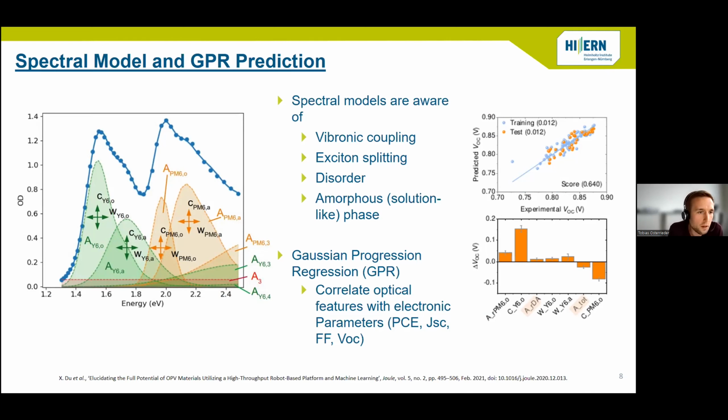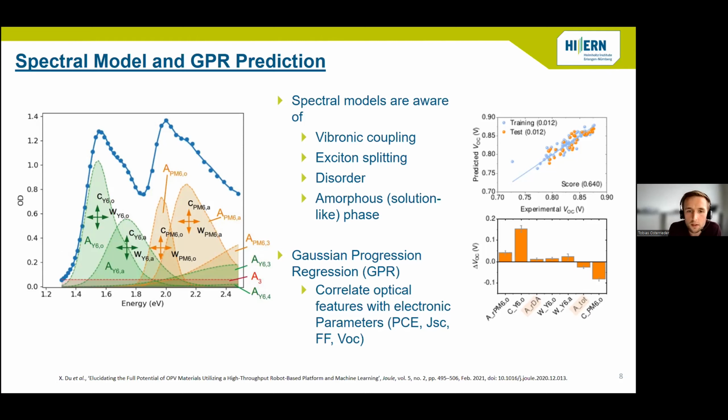And with this spectral model, we are fitting the absorption spectra, and then we get some features from the absorption spectra. For example, you can see here in the picture an absorption spectrum of PM6:Y6. And you can see here, for example, the ordered phase of the Y6 and the amorphous phase of the Y6. So if we deconvolute it, we get a lot of features.